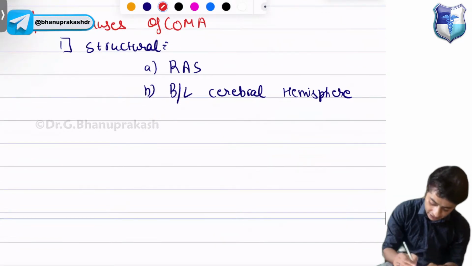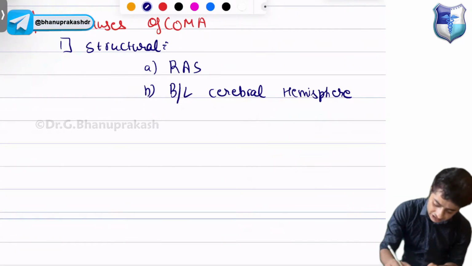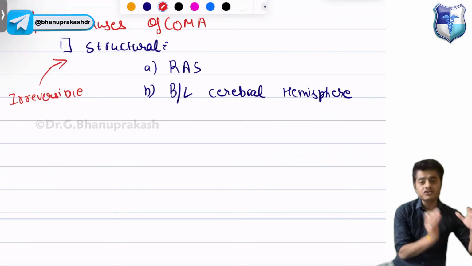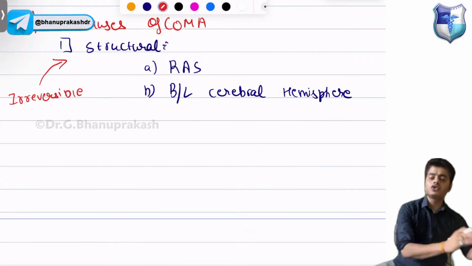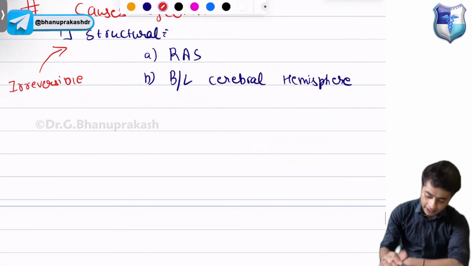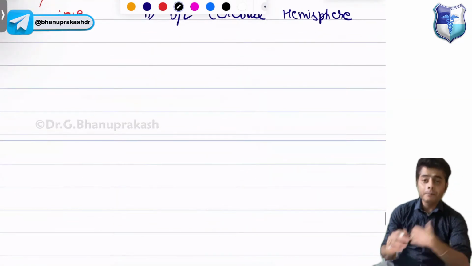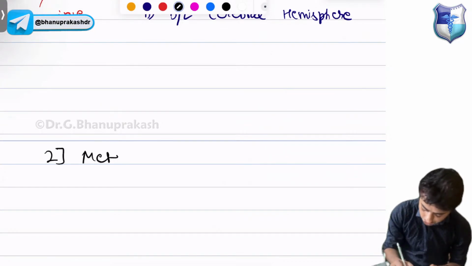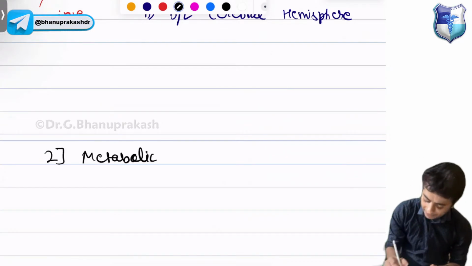So these structural causes many times are irreversible. If there is structural damage to the brain and the patient goes into coma, you can't bring the patient back from coma, mostly. And other causes in which the patient can revert back from coma are your metabolic causes of coma.